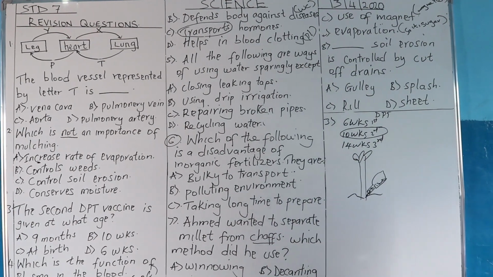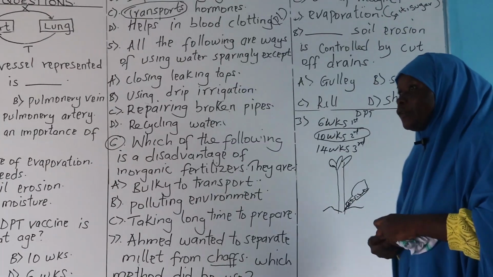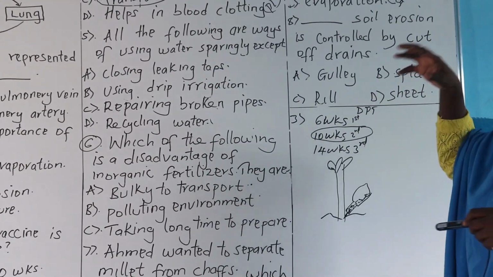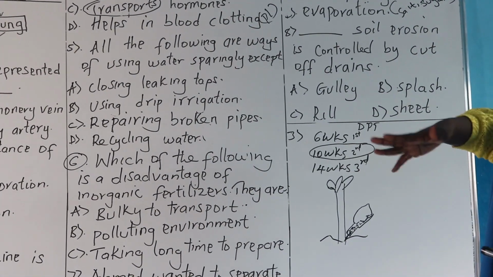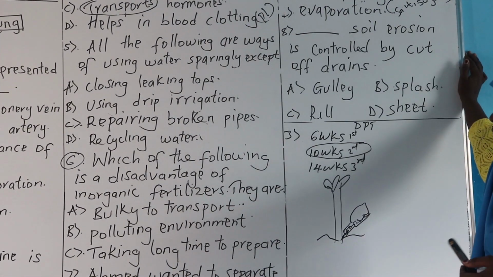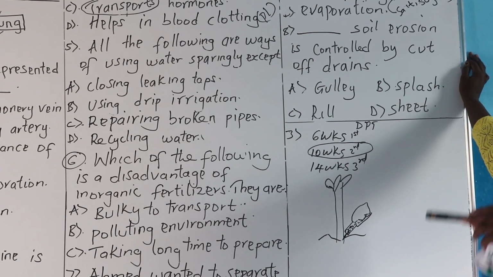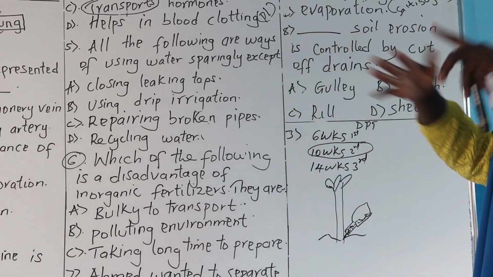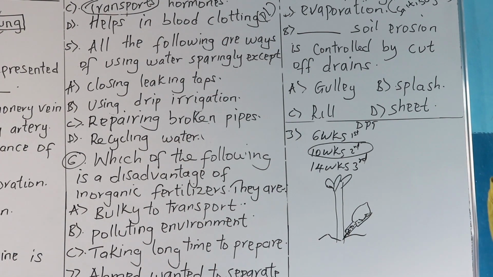The last one: soil erosion is controlled by cut-off drains. Different types of soil erosion, we have them here. You know how they are formed. So which one do we control by using cut-off drains? Gully erosion, we said we control by building gabions, check dams, or porous dams, because they are trenches, they are big. Construct a gabion, check dam, or porous dam.